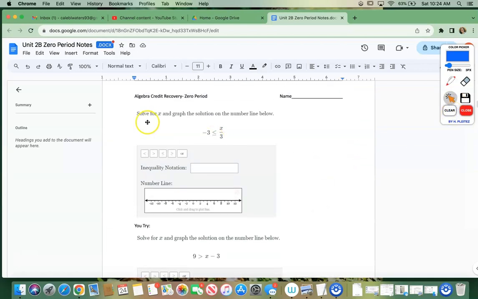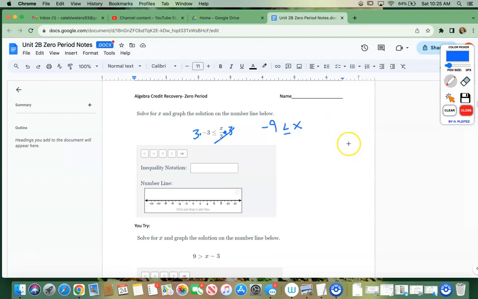This one says solve for x and graph the solution on the number line below. Let's do it. This is negative 3 is less than or equal to x divided by 3. Well, let's get that x by itself. What's the opposite of division? It is multiplication. So multiply by 3, multiply by 3. So that's gone now. That makes it negative 9 is less than or equal to x.